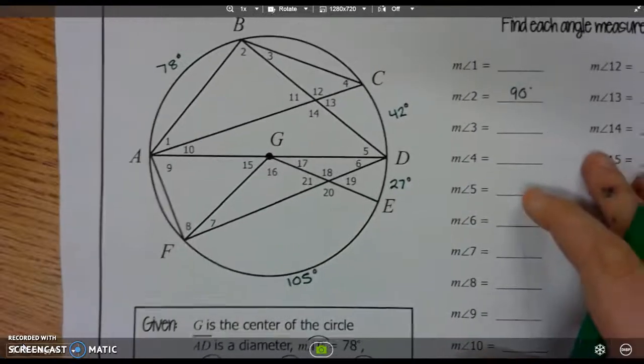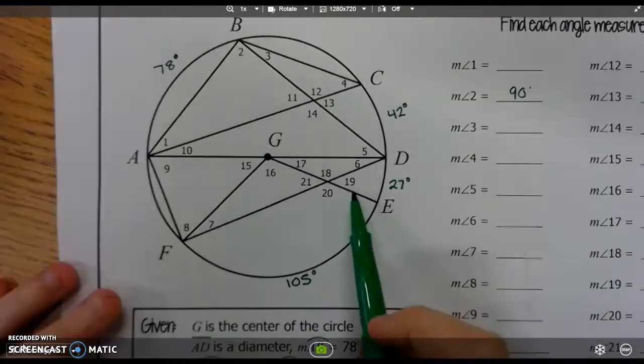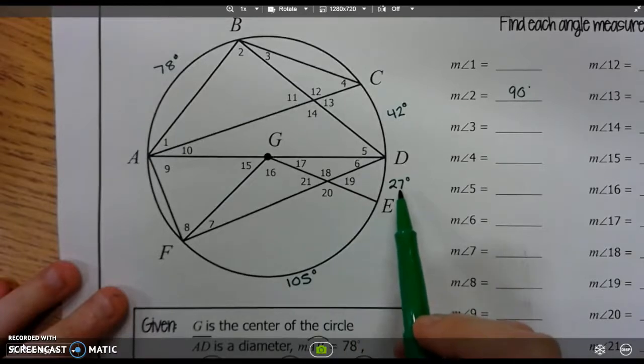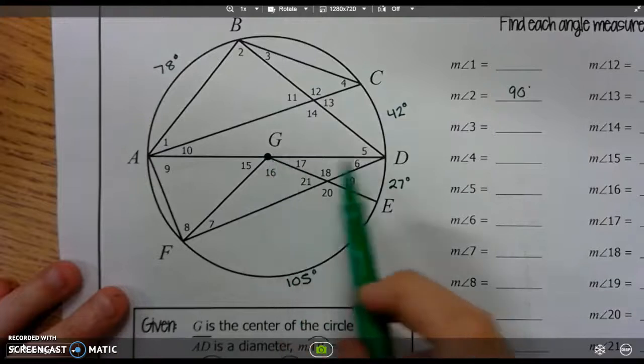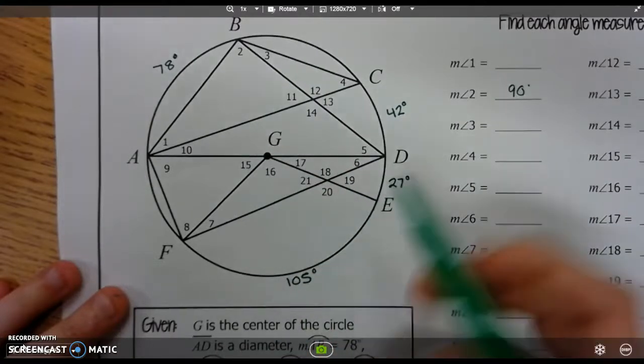Okay, so I'm just going to do a few of these, and that's going to be this whole video. First off, I want to point out 19 is neither inscribed nor central, so I can't say anything about it related to 27. But I can look over here, and there's a central angle that opens up to it. This number 17, so 17 is just equal to 27.